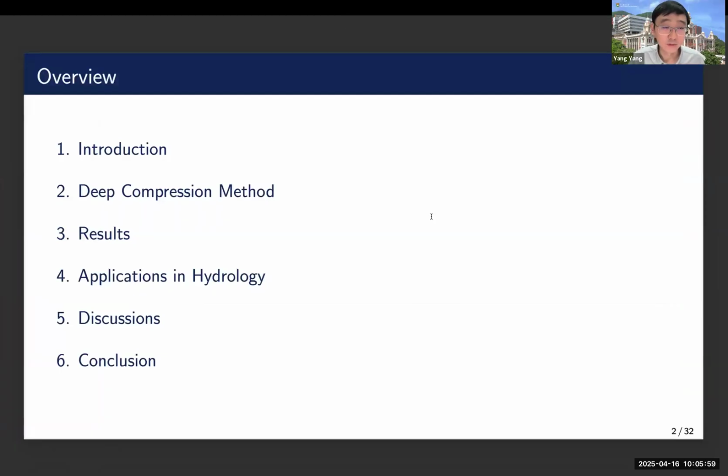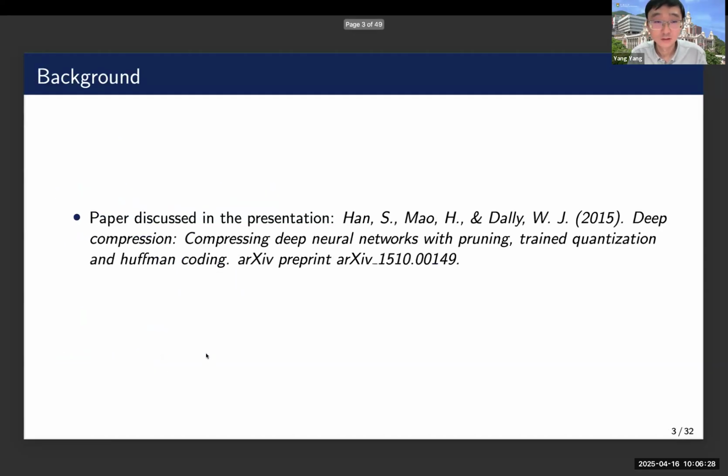So the overview of this presentation is that we follow the paper briefly, covering some parts I consider important, but they may not be very important to others. I then present some applications in hydrology, where I ran some simple experiments to compress LSTM models. I have a few questions to lead us to discuss if we have time. And finally, I will give the conclusion. The paper for today's discussion is this one from Han, Mao, and Dally from around 10 years ago, an algorithm called deep compression.